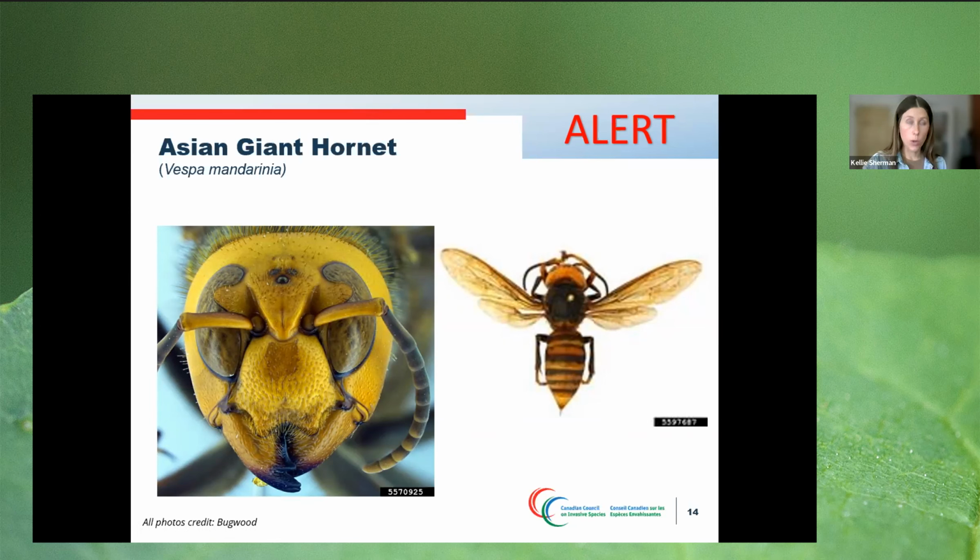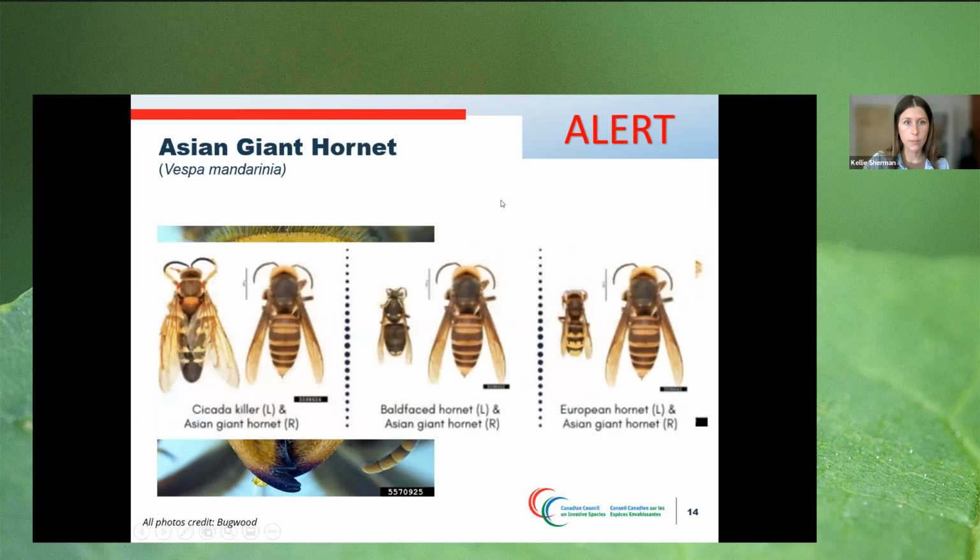But another really key feature is that it's really big. So I have a comparison picture here. That's another big defining feature of it, its size. You can see on the right there, the European Hornet with the Asian Giant Hornet, and note the distinctive size. And then the middle with the bald-faced hornet, and then the left. It is similar in size to the cicada killer, but you can see the difference on the abdomen. It doesn't have those defined stripes, and they have different wings.